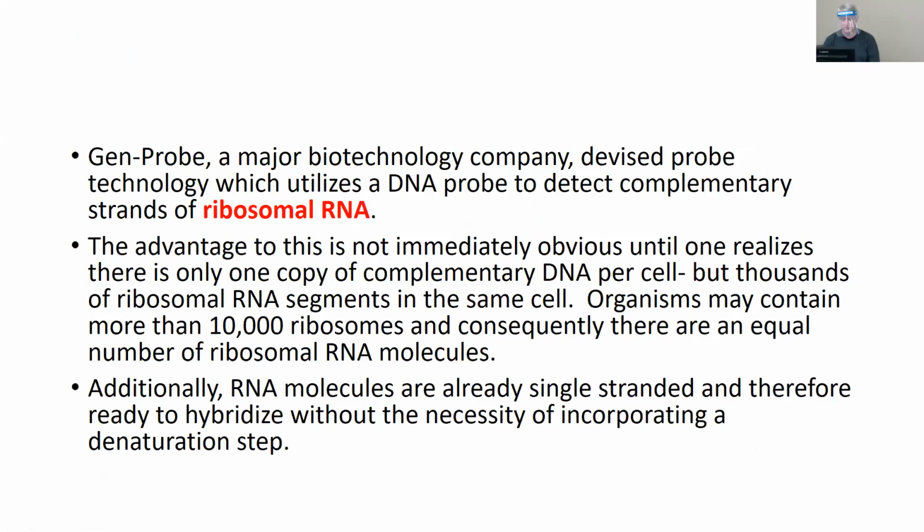What about another approach, a modified approach of GenProbe? GenProbe is a technology company that devised the probe technology, which uses a DNA probe to detect complementary strands of ribosomal RNA. The advantage to this is not immediately obvious until one realizes there's only one copy of complementary DNA per cell, but thousands of ribosomal RNA segments in that same cell. So it's going to be what? A better detector. Organisms may contain more than 10,000 ribosomes, and consequently, there are an equal number of ribosomal RNA molecules. Additionally, RNA molecules are already single-stranded, and therefore, they are ready to hybridize without any necessity for denaturation.